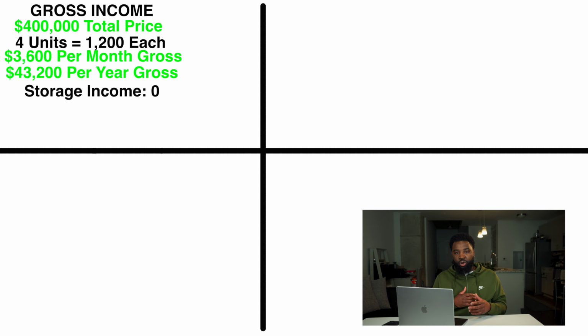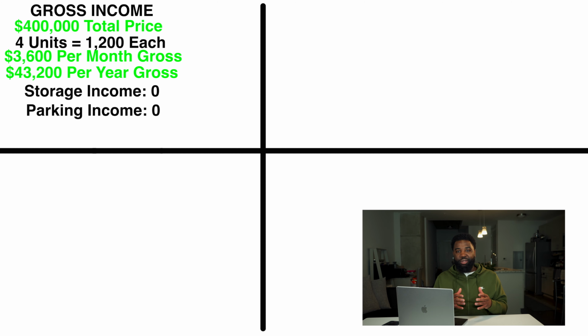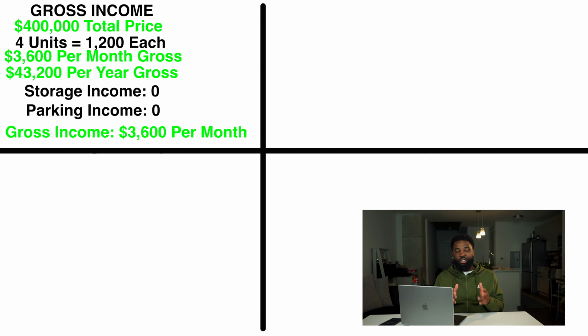And we're not going to include this in there, but as a landlord, you can include on top of the rent storage costs or parking costs. So that'll be storage income and parking income. But in this example, just to keep it clean, we're going to leave that at zero. So we know that the total gross income would be $3,600 per month on this particular property.